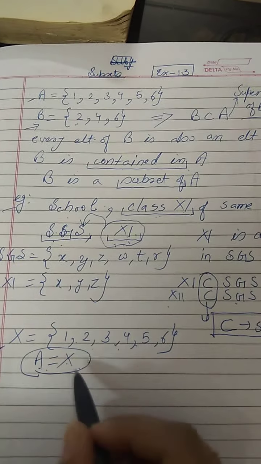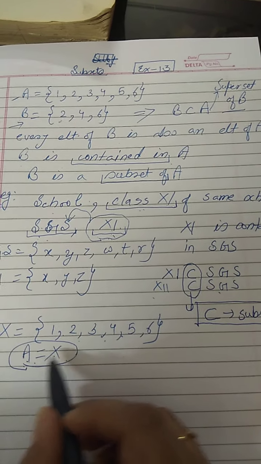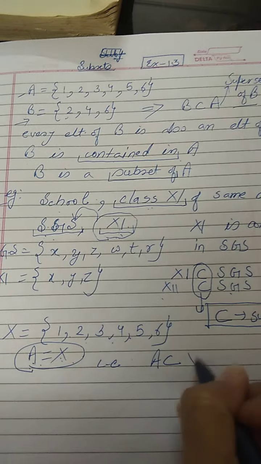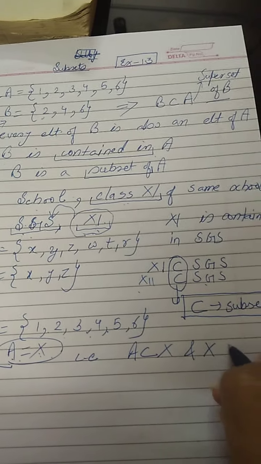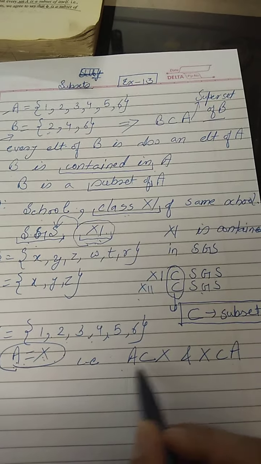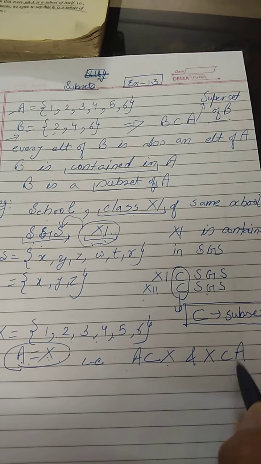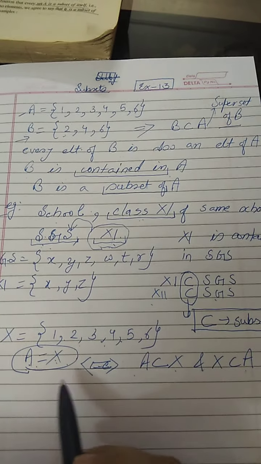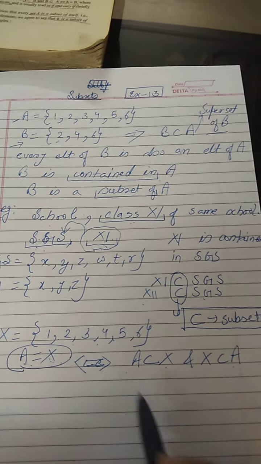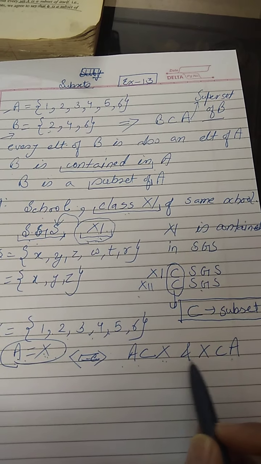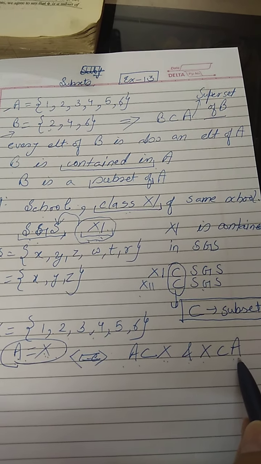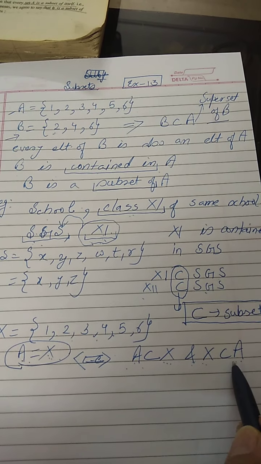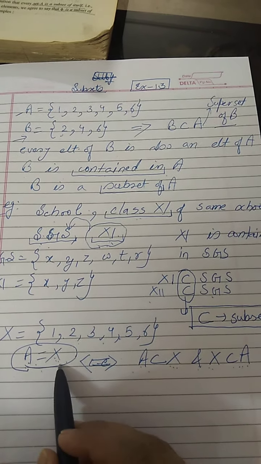And when I am saying here A is equal to X, I can say that A is a subset of X and X is a subset of A. A is contained in X, X is contained in A. So this means both ways implies. If I say A is equal to X, it means A is a subset of X and X is a subset of A. And the other way, if A is a subset of X and X is a subset of A, it means A is equal to X.